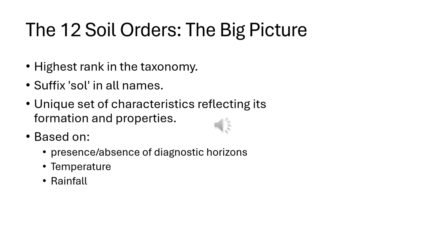Now let's zoom in on the 12 soil orders. As I mentioned, these are the broadest classifications. You'll notice that the name for all the orders ends with the suffix "sol," which is derived from the Latin word for soil. Each order represents a unique set of general characteristics reflecting the dominant soil forming processes and environmental conditions. We'll briefly describe each of them, focusing on their key features.